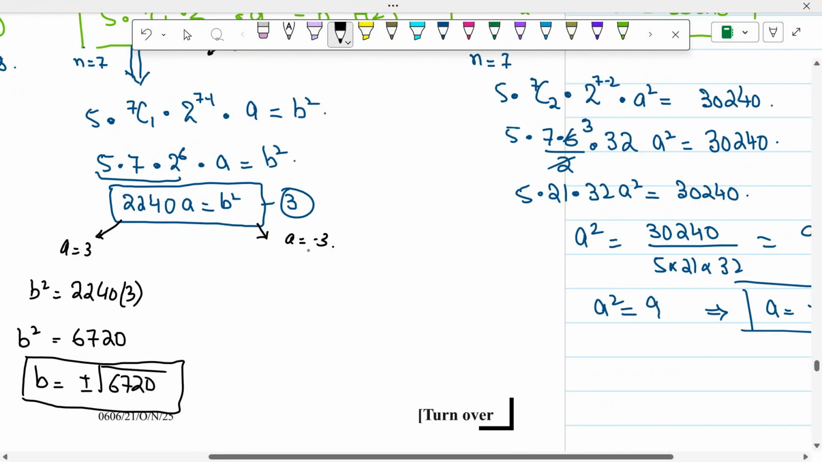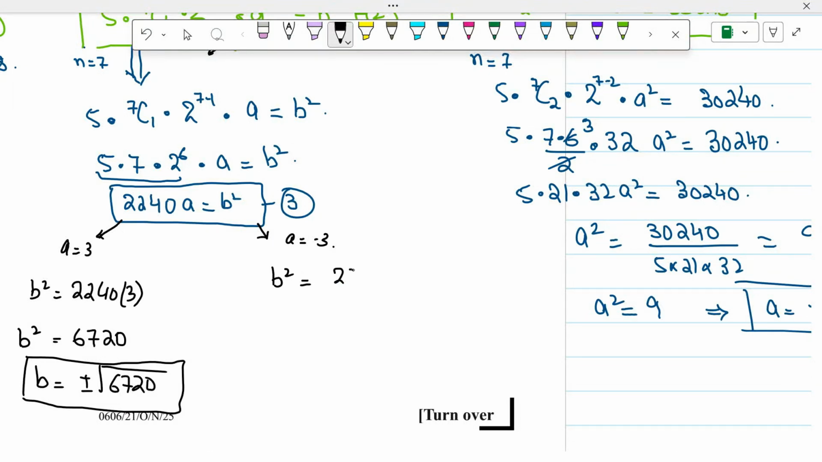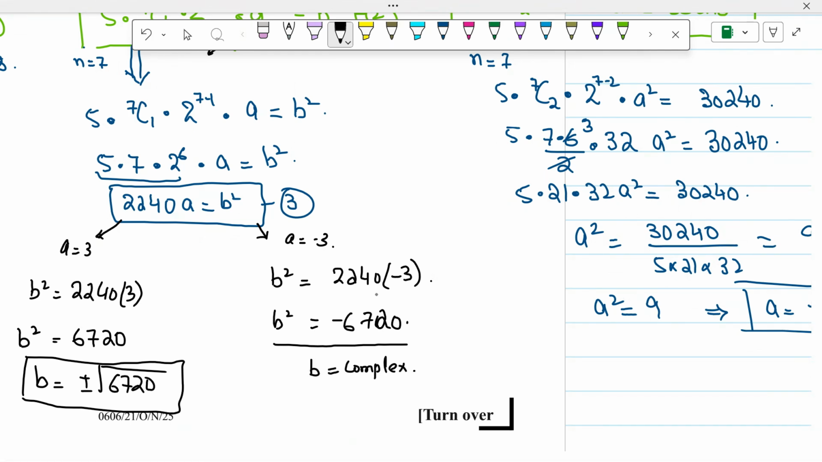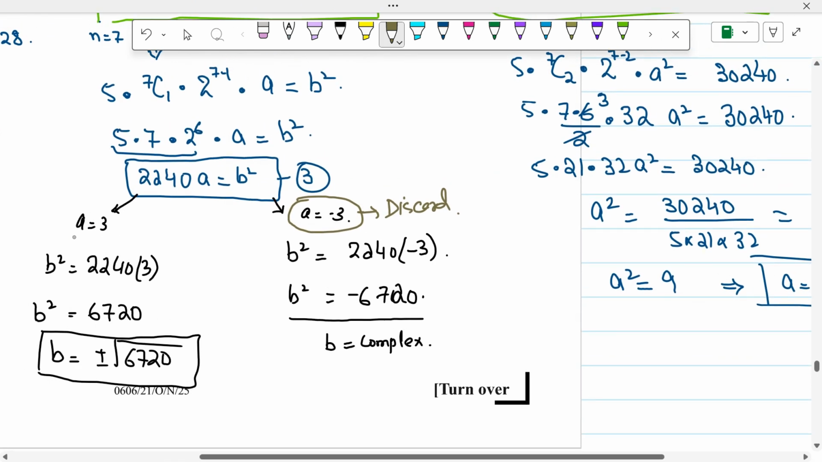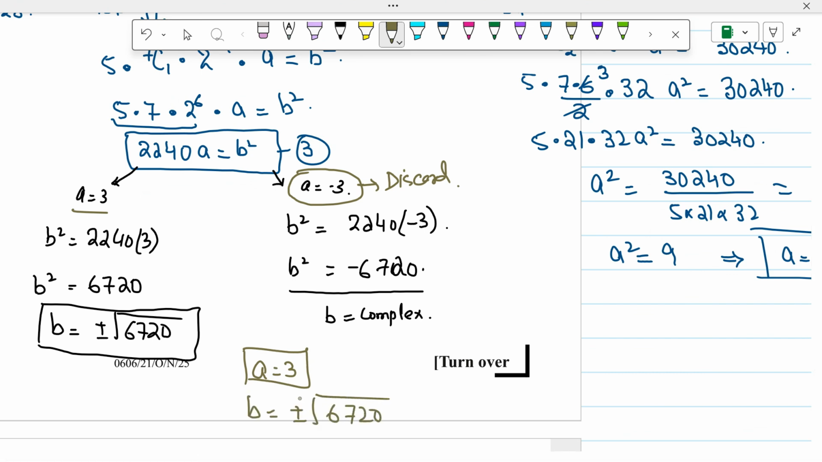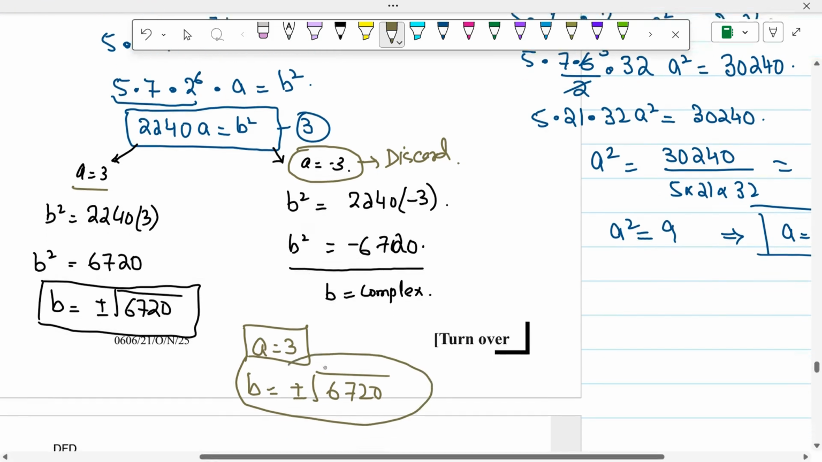On the other side, if we plug the value of a equal to negative 3 in this equation, we will have b² equal to 2240 times negative 3, and this is equal to negative 6720. So b will be a complex value, so we will discard this a. So we can say that a equal to 3 is applicable, so a is equal to 3 only, and b is equal to plus or minus the square root of 6720. These are the values of a and b required.